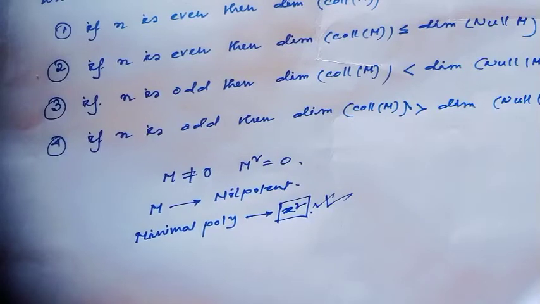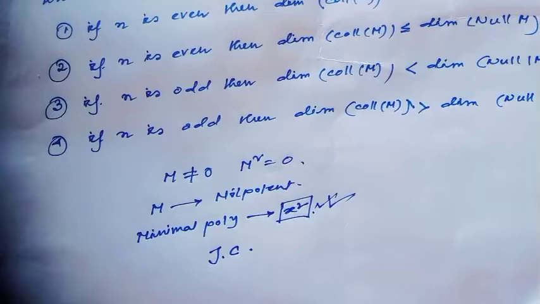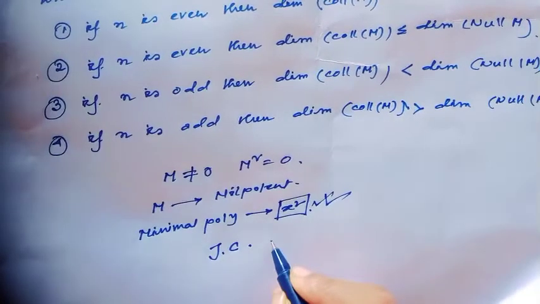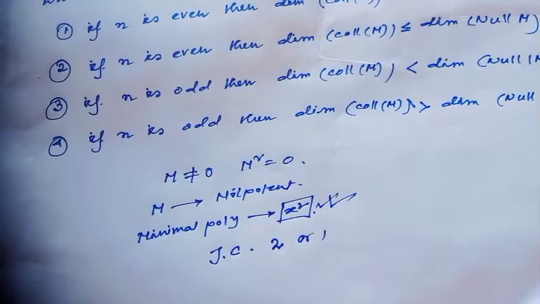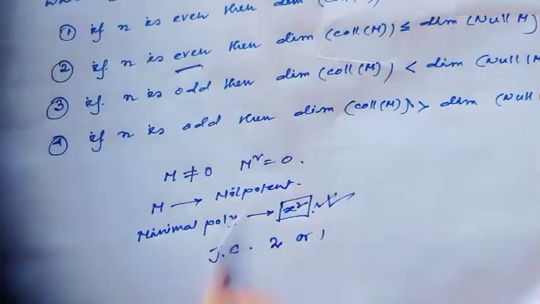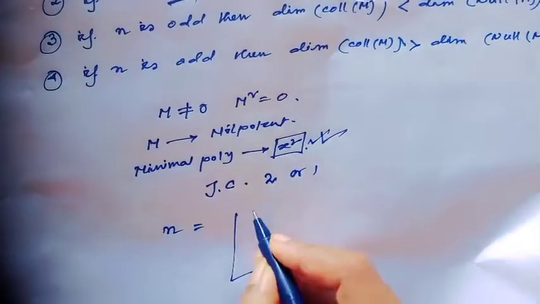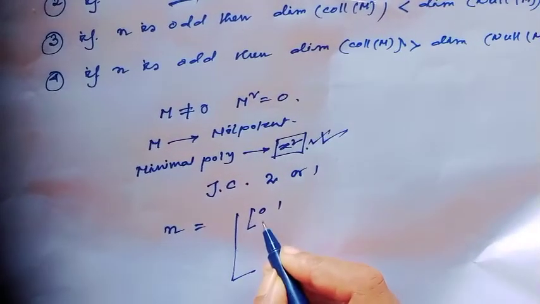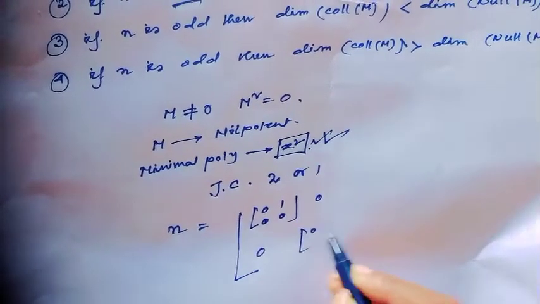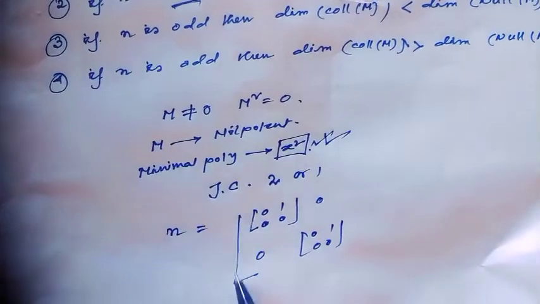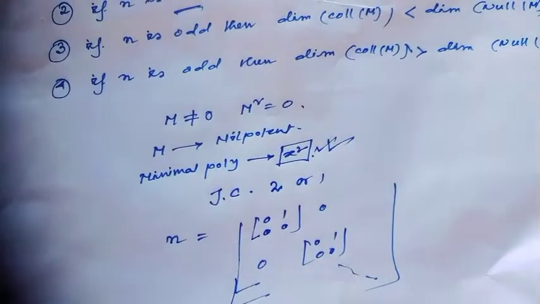So obviously the Jordan canonical form of this matrix can have blocks of size 2 or 1. If n is an even number, then obviously the Jordan canonical form would be of this type. This part would be 0, 0, 1, 0, 0. Only 2 blocks exist. This type of matrix, this would be continued.